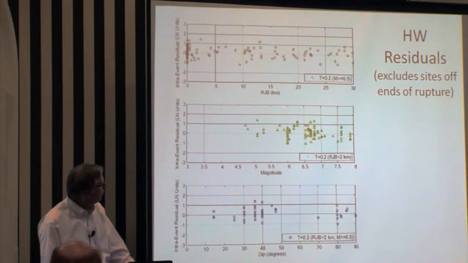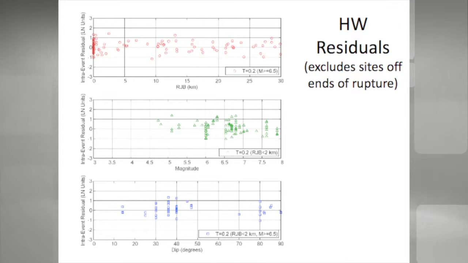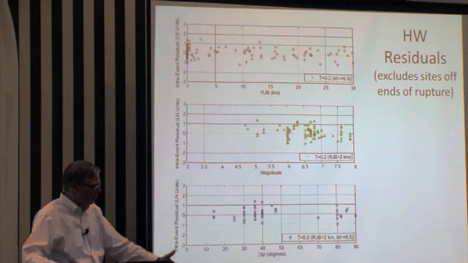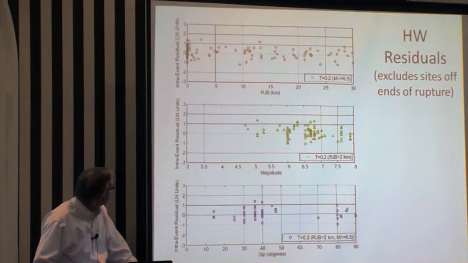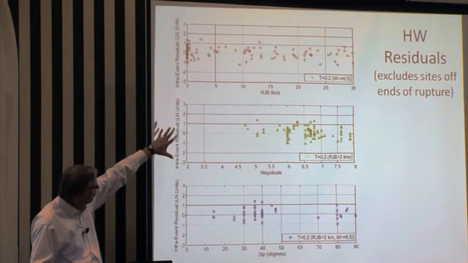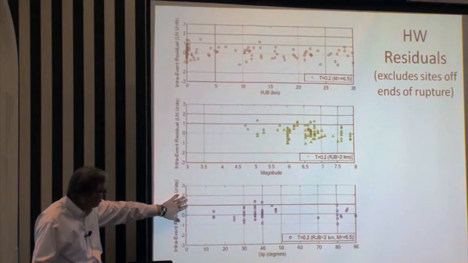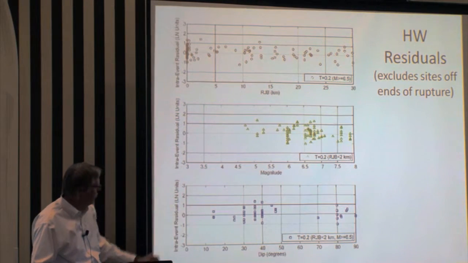Then if we also look at the residuals for hanging wall, this is for sites only, excluding anything off the edge of the rupture. So it's just either on the footwall or hanging wall side, but within the rupture dimensions. And so on the top, this is all 5 hertz. That's earthquakes greater than 6.5. The bottom is greater than 6.5 and within 2 kilometers.